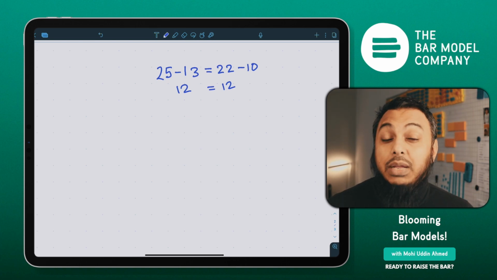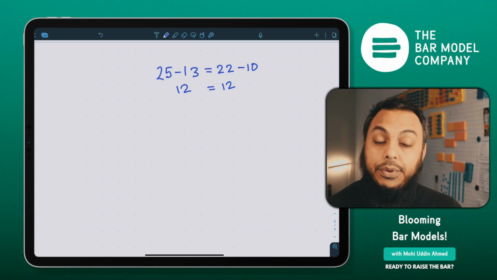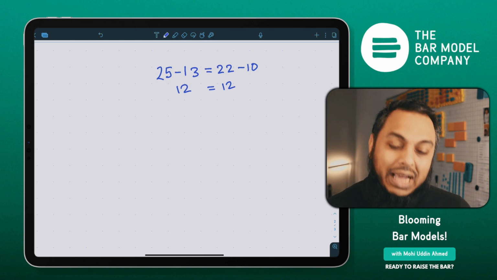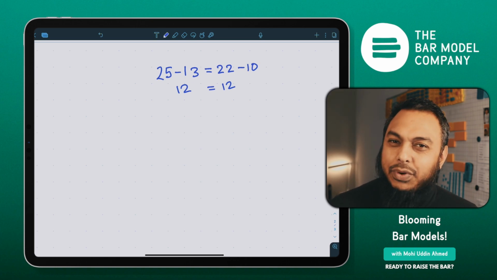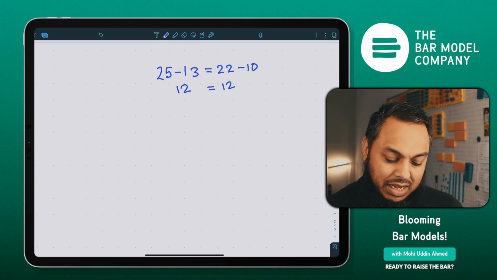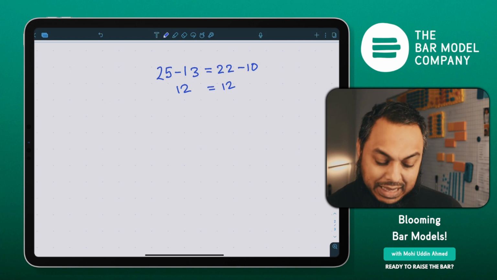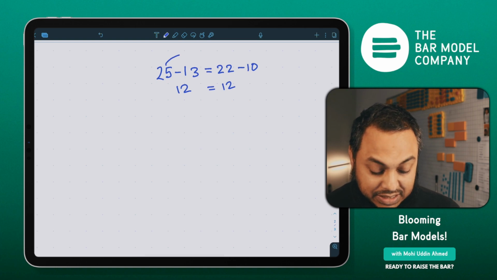This is the really important part of this video, I feel: to show the bar model approach, in a way that is easy to understand why this works. Why is it that the numbers are different, but at the same time, when we subtract, 25 take away 13 is 12, and 22 take away 10 is also 12? Why is that the case? I've taken away, let's have a look.